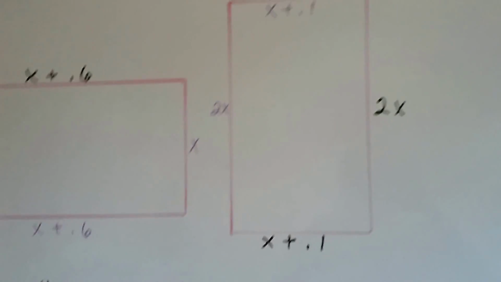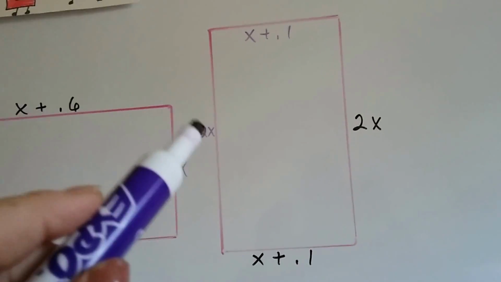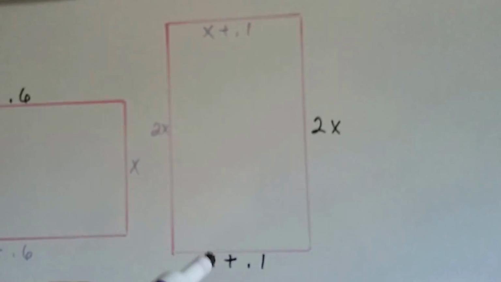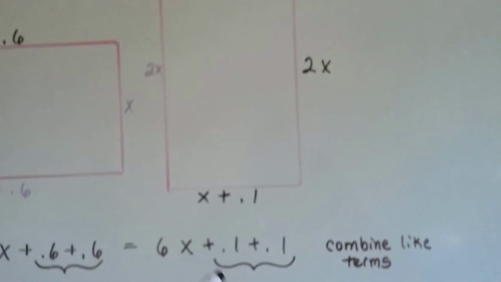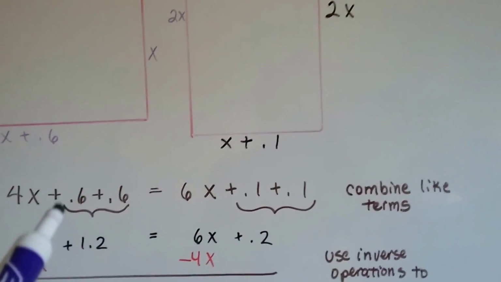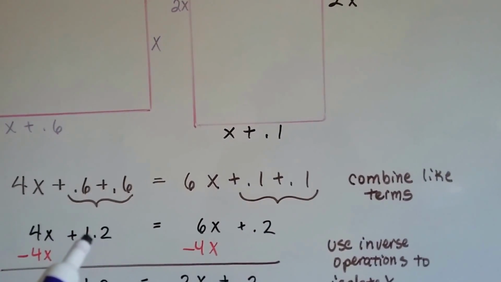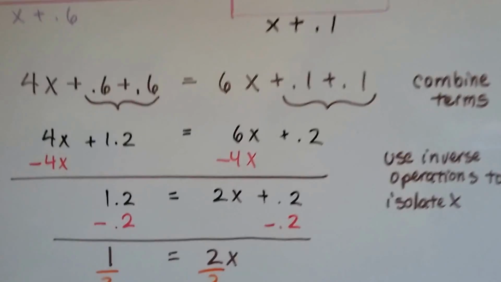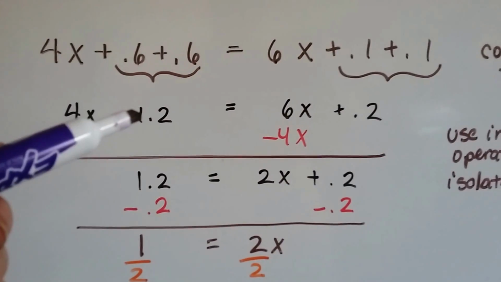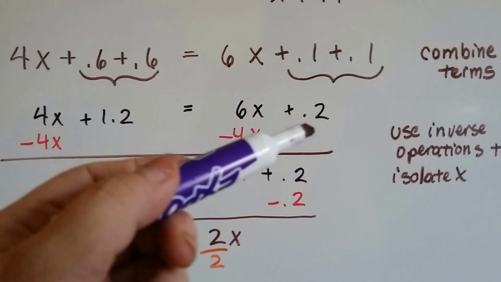And then on this rectangle, how many x's do we have? We have 2, 3, 4, 5, 6 x's. And we have a 0.1 and a 0.1. Just combine the like terms. 0.6 plus 0.6 is 1.2. And 0.1 plus 0.1 is 0.2. We have our equation: 4x plus 1.2 equals 6x plus 0.2.